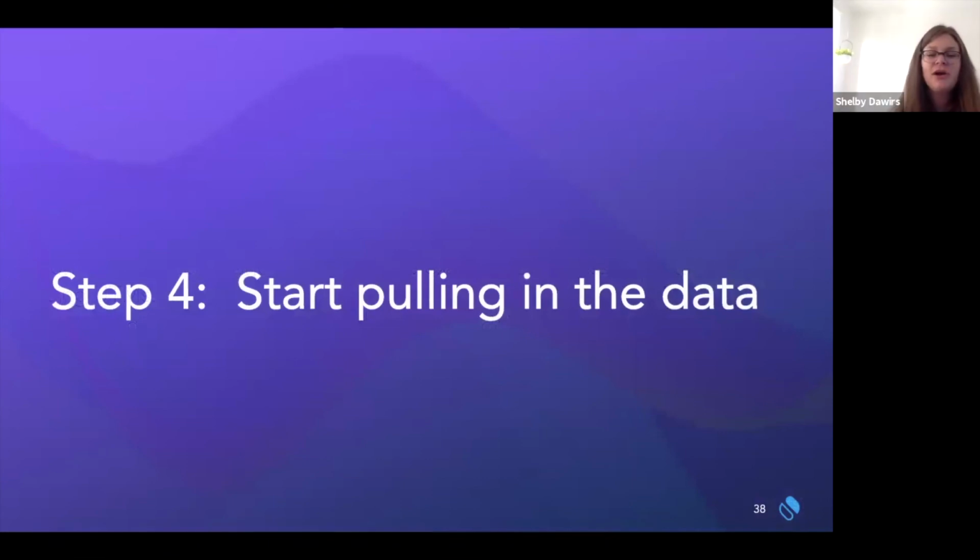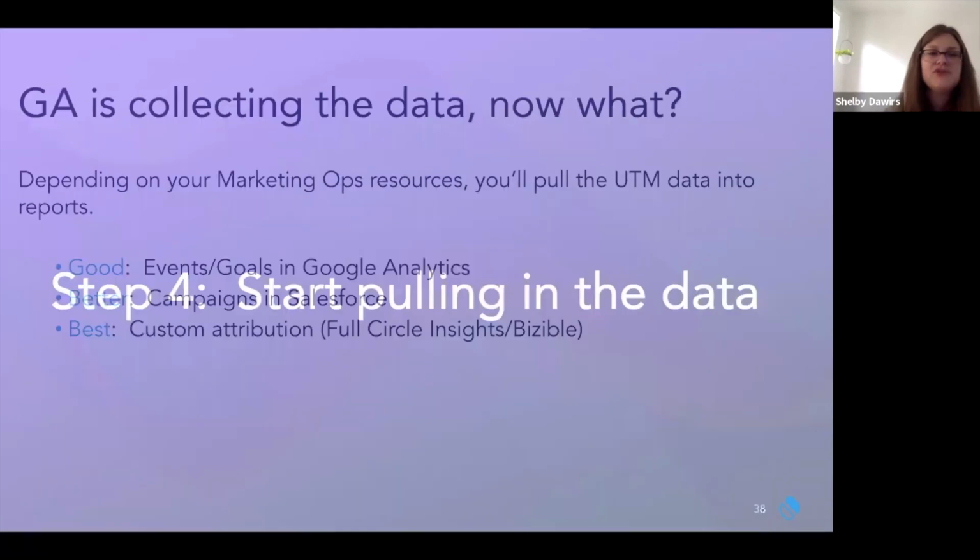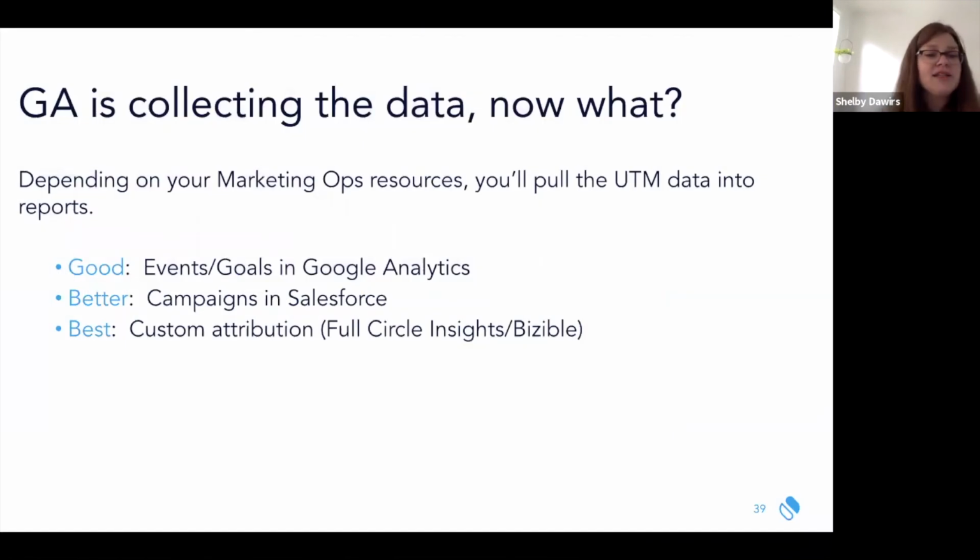Okay, so now it's about, you've got data, you've got a model, how are you going to put them together? And there's a few ways that you can do that. A lot of it's going to depend on your marketing ops resource. A totally satisfactory way of doing that is just doing everything in GA. It's the simplest to set up. A better version, and probably most often used, is pulling that data into campaigns in Salesforce. And then, of course, the best-in-class option is to do something custom with a third-party tool, like Full Circle Insights.